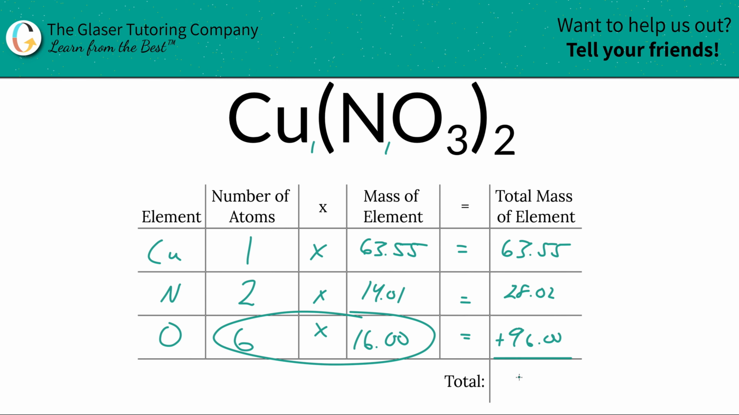Then to find the total mass of the compound, not really sure what's going on, but my computer has a mind of its own. The total mass of the compound is simply added together. All right, so you're going to add this total column up. That'll find the total mass of the entire compound. So this is going to be 187.57. And since we're solving for molecular mass, the units down here are in terms of AMU, atomic mass unit.